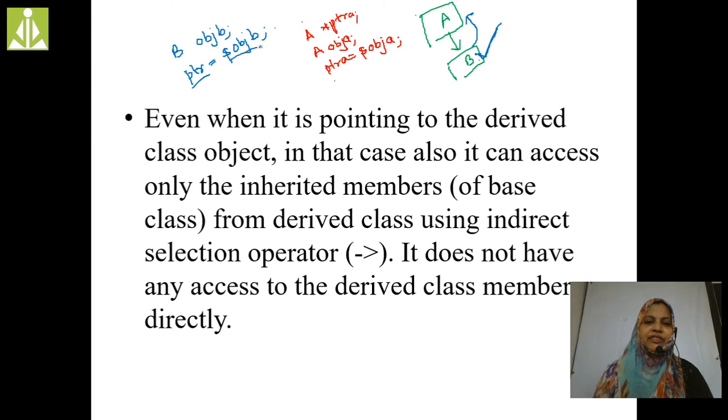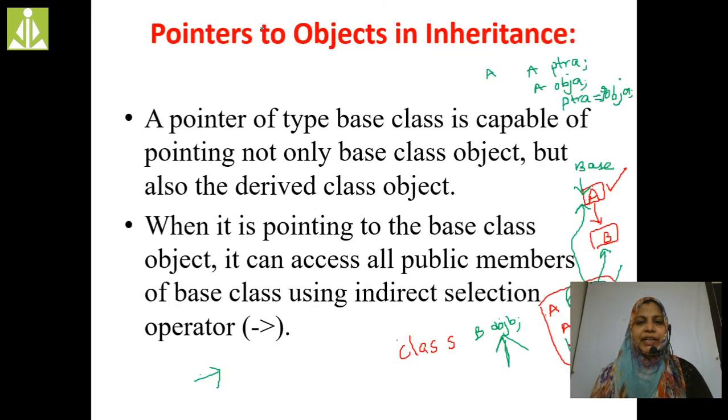Now by using this one, we can access the inherited data members of A, plus we can call the public data members of B by using this ptr when the pointer variable is pointing to the object B, right? I repeat, whenever we create a pointer variable to the base class, it is capable of pointing to the derived class object also.